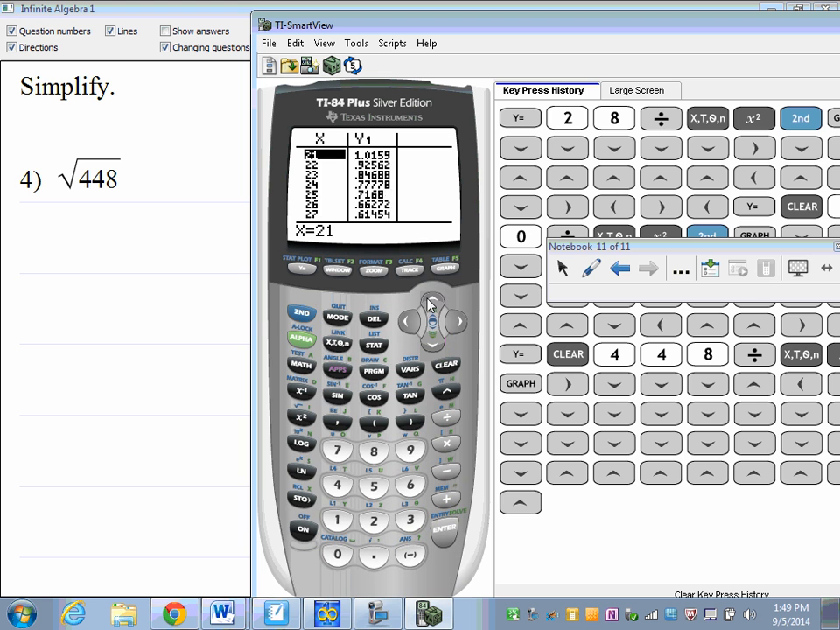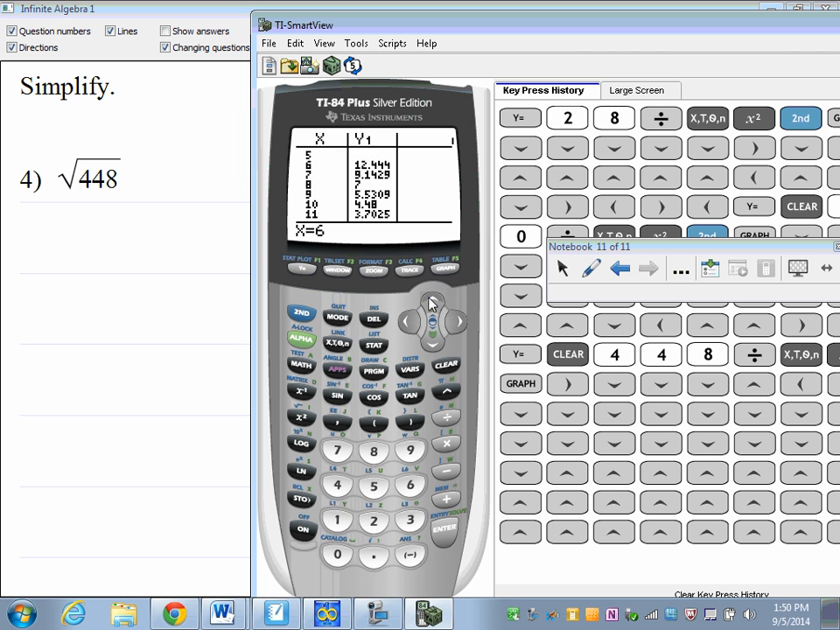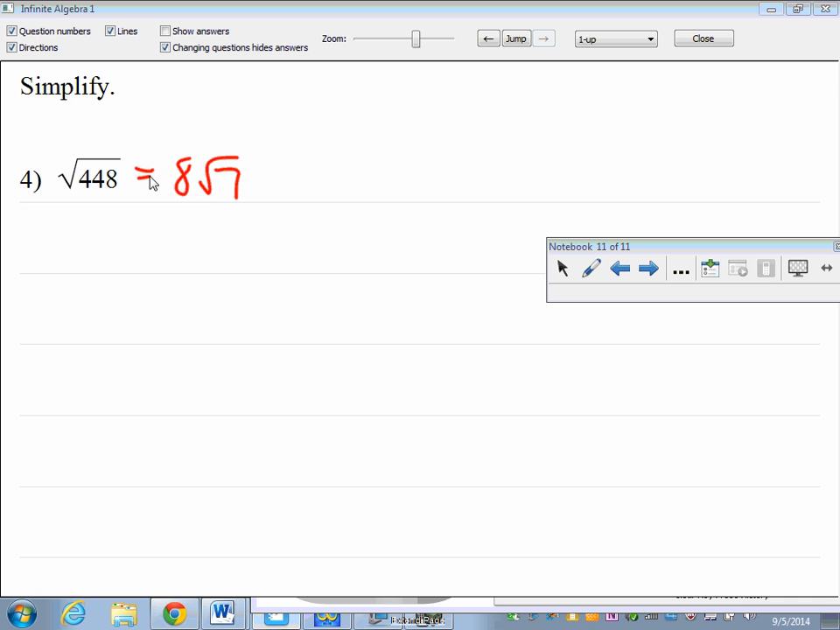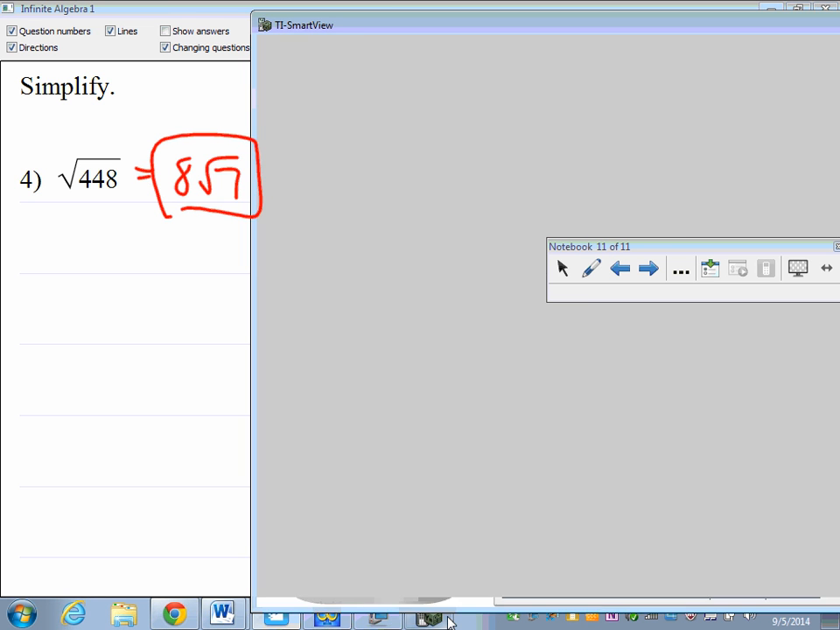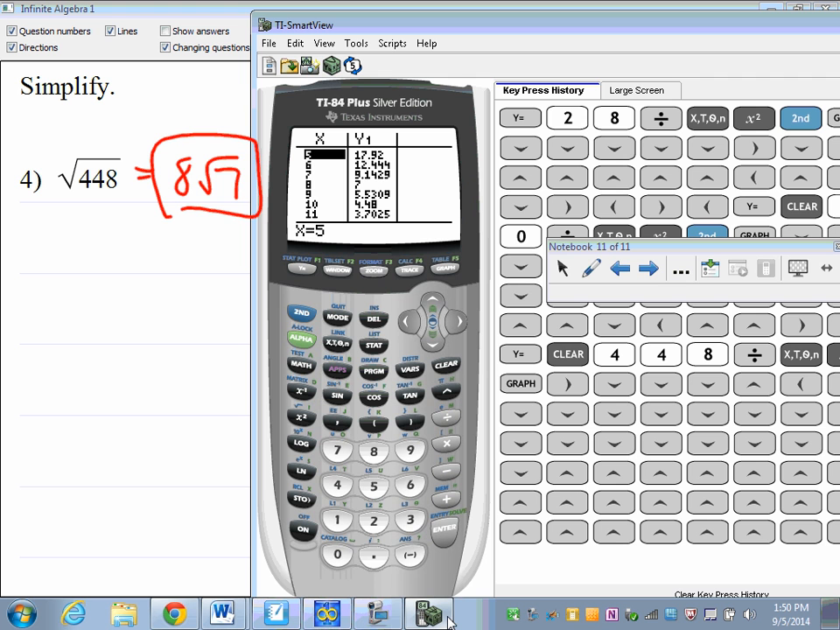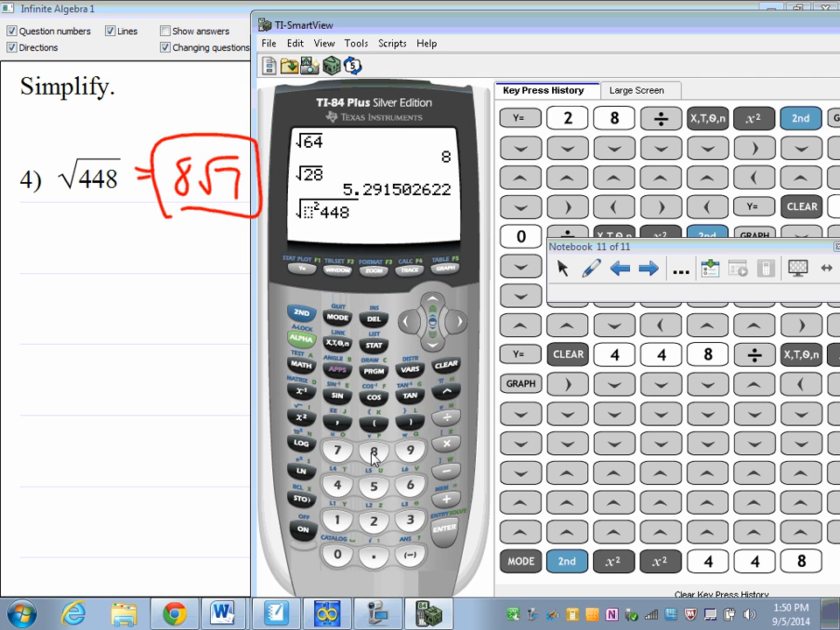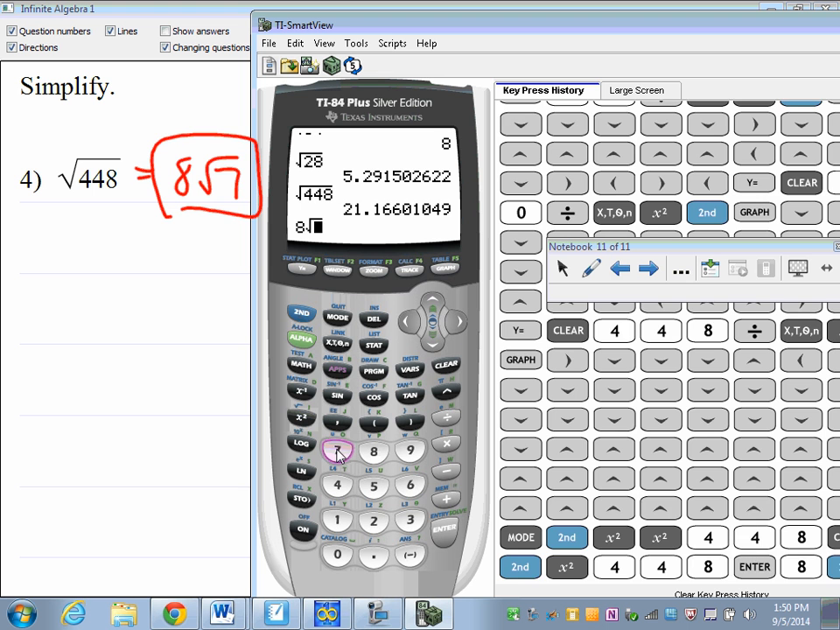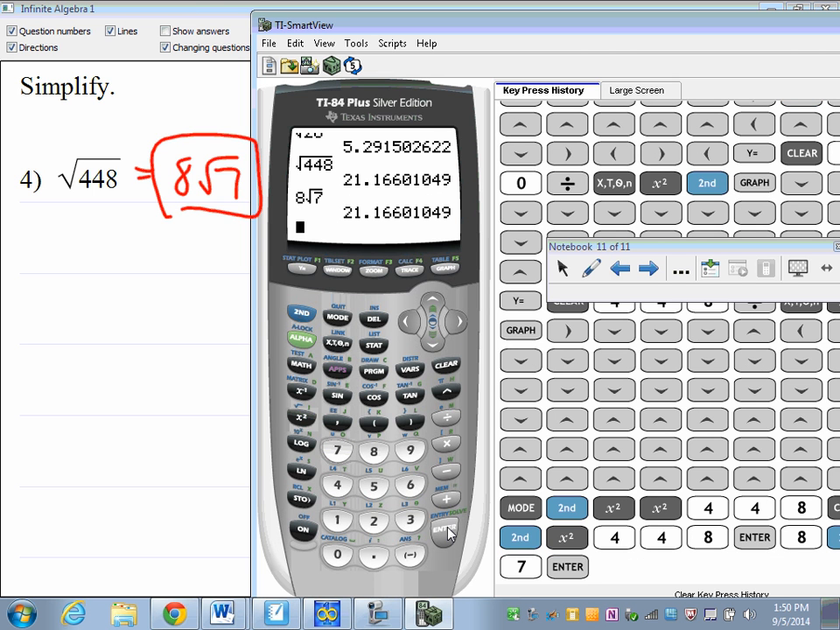So I went down way too far. So whenever I go up to 7, I see that it was an 8 next to it. So this is going to be equal to 8 square root of 7. So just to verify that that was the correct answer, the square root of 448 and 8 times the square root of 7 are the exact same thing.